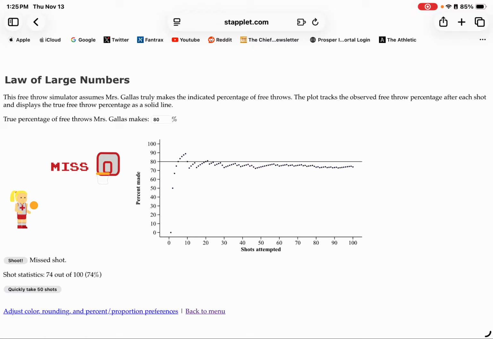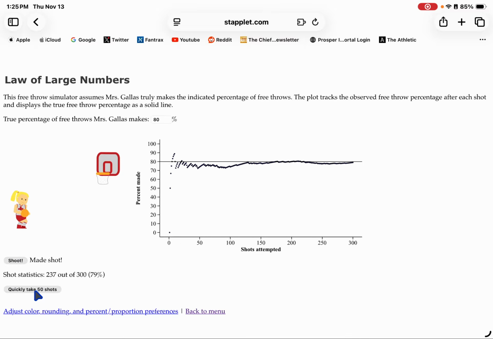So I want you to do this though, do it with your own, because you're going to get something different than me, right? In fact, what I'm going to do now is I'm going to just take some more shots. I'm going to take 50 more shots a few times. So boom, boom, boom, boom. Let's go to 1,000. Okay, so I made 1,000 shots, and I'm at 79%.